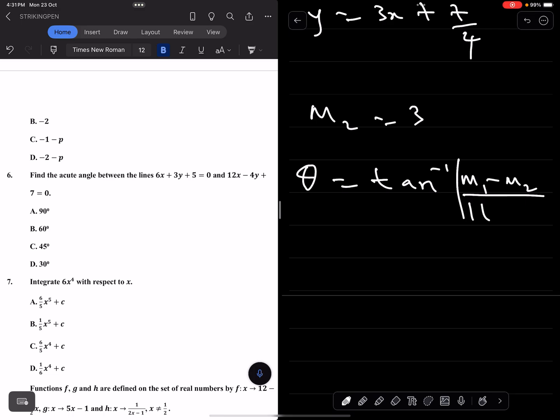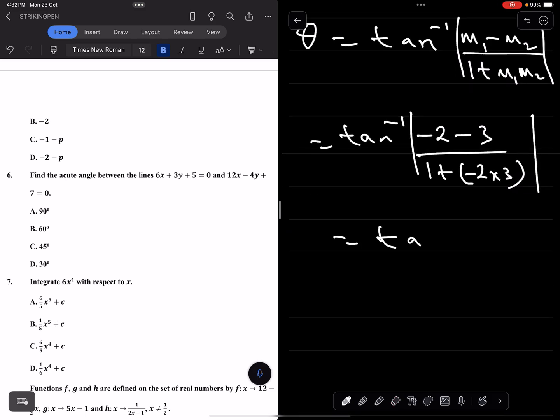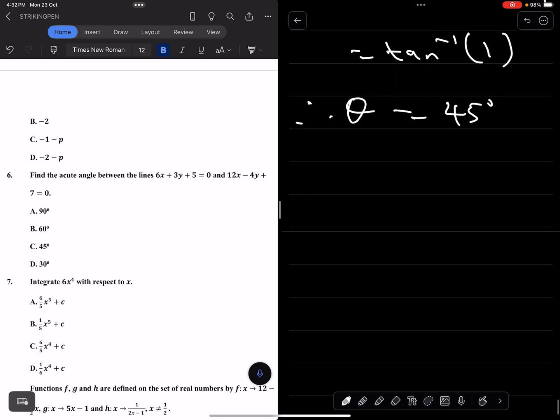Therefore, the angle between the two lines is given by theta equals tan inverse of the absolute value of m1 minus m2 over 1 plus m1 m2. And that's the same as the tan inverse of, m1 is minus 2 while m2 is 3, all over 1 plus minus 2 times 3. This is minus 5 over, this is minus 6. Minus 2 times 3 is minus 6. 1 plus minus 6 is the same as 1 minus 6, which is minus 5. And this simply means the tan inverse of 1, which means theta is 45 degrees. And the correct option is C.